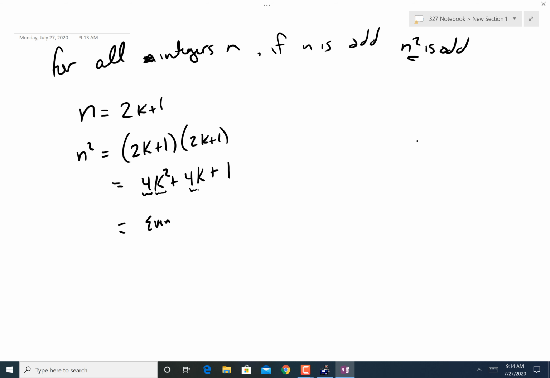What about here? Oh, cool. Well, 4 is really just 2 times another 2. This could be written as 2 times 2k, right? 2k is even times 2 more. It's also even. So even plus 1. Uh-oh. It's odd, right? So that is a true statement. It will always be true.